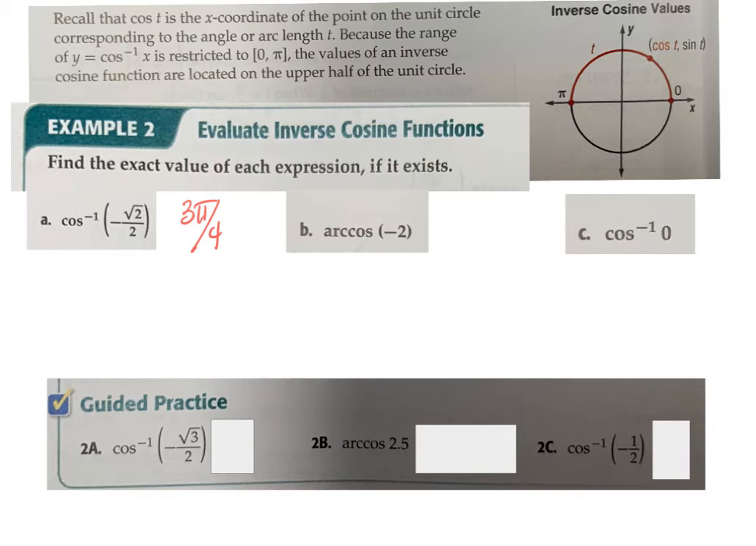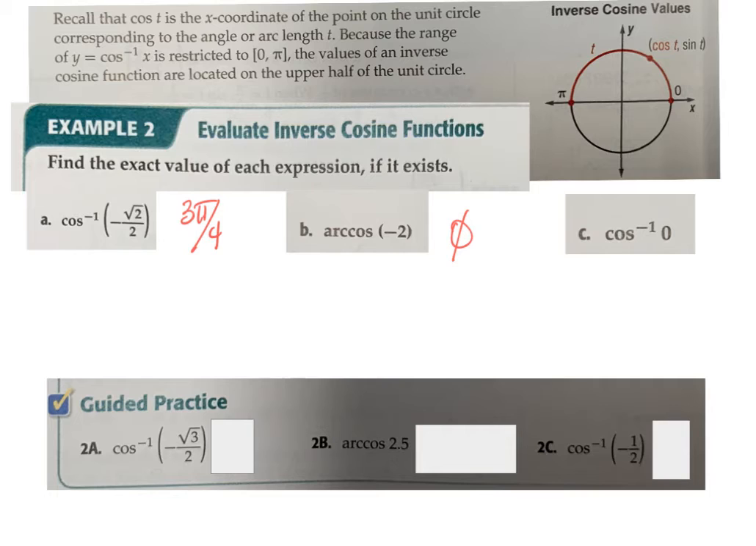Look at the middle one. Arc cosine of negative 2. What's the problem? It's too low or too high, right? The absolute value is bigger than 1. It doesn't exist, all right?